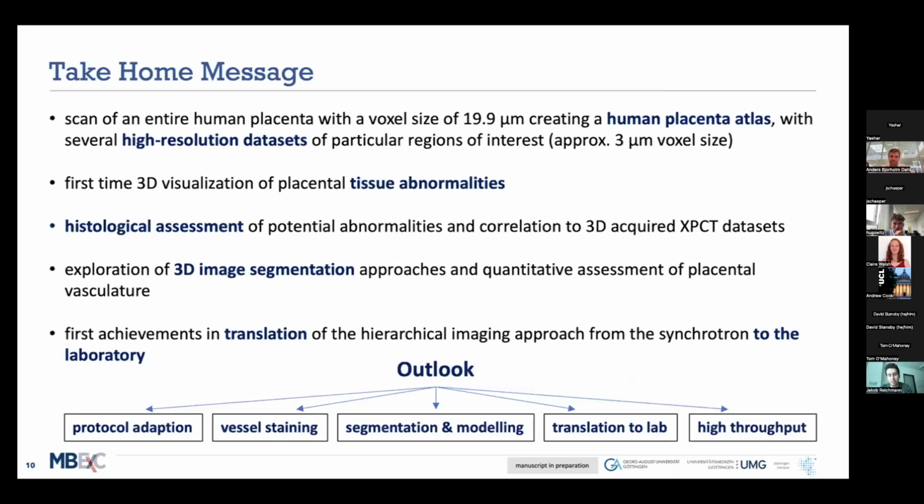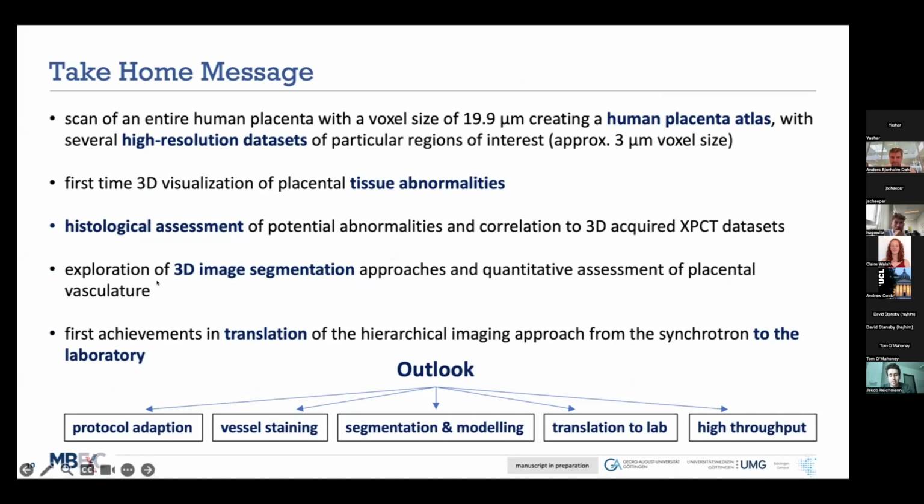So the take-home message: we scanned our entire human placenta to create a human placental atlas, and also had several high-resolution data sets of particular regions of interest, which we extracted from our sample, and we could find some tissue abnormalities and also do histological assessment of these abnormalities.